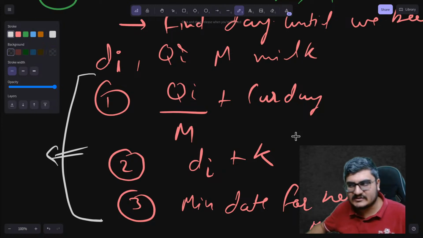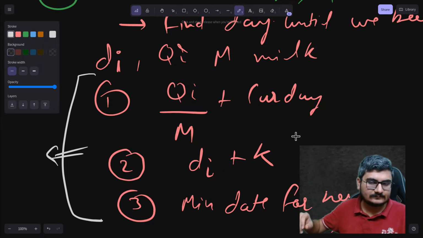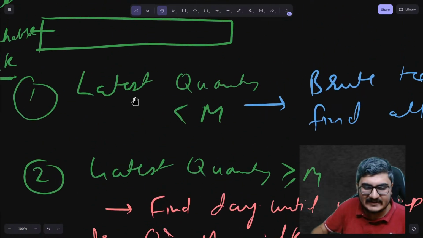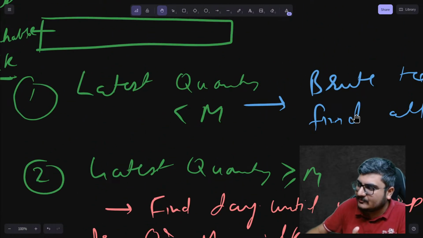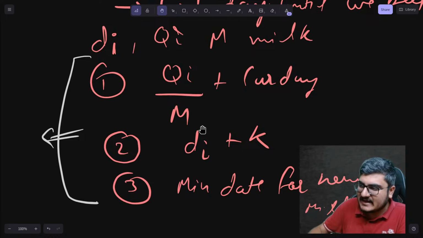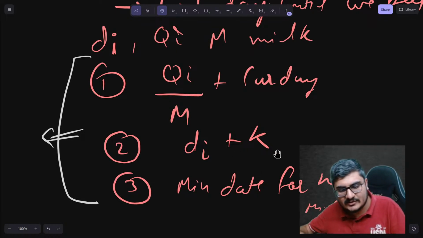And this was essentially the solution. Split it into 2 cases. One, when the latest fresh milk we have is less than m, brute force it and only jump by 1 day. And if the latest quantity is greater than m, then we can directly count for how many days we can continue drinking m milk there.